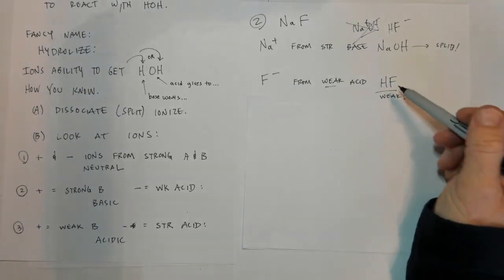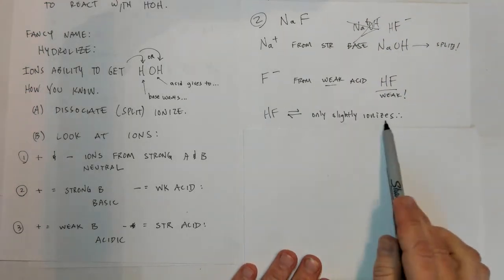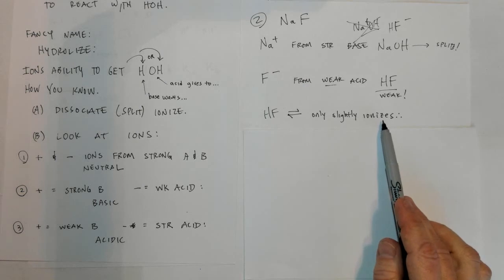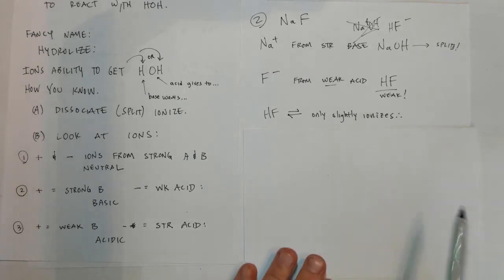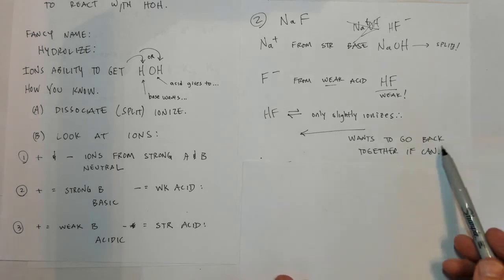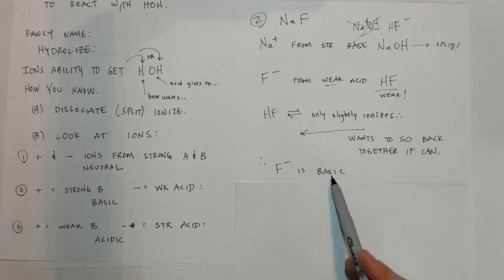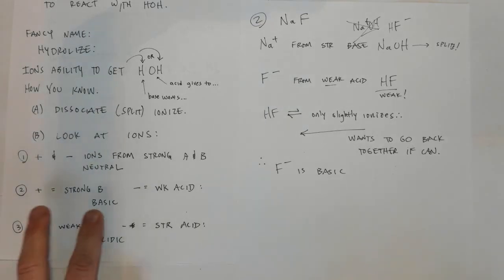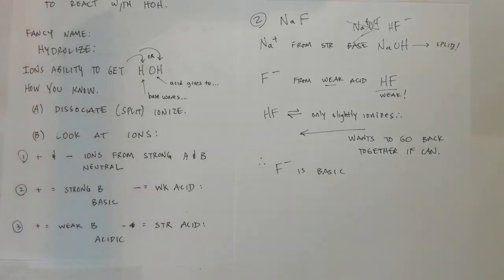HF, of course, is a weak acid that F minus came from, and so HF technically only slightly ionizes. Its Ka is like 1 times 10 to the negative fifth. It only gives you a little bit of H plus and F minus. It wants to go back together if it can, and so F minus is going to act basic, and it's going to get hydrogens if it can. So that's case number 2, where you have a strong base and a weak acid that make up the salt.